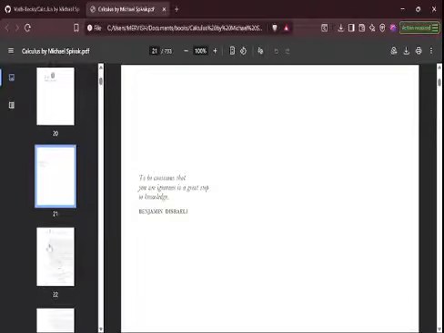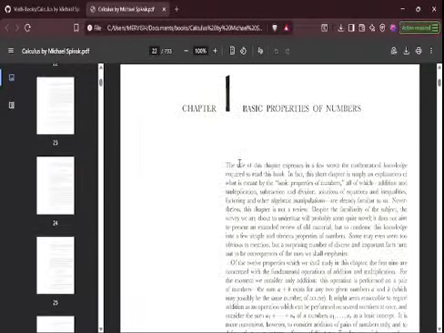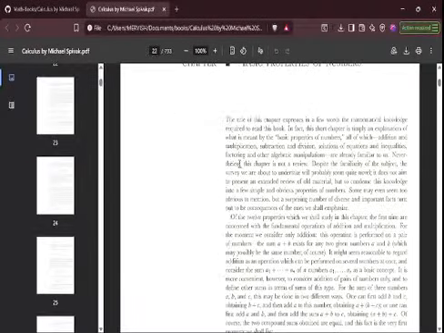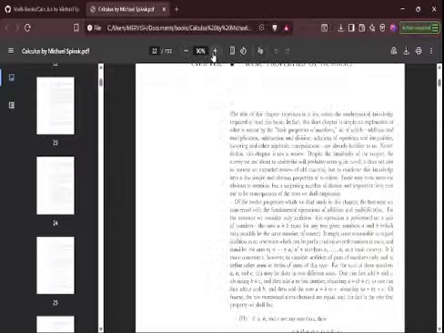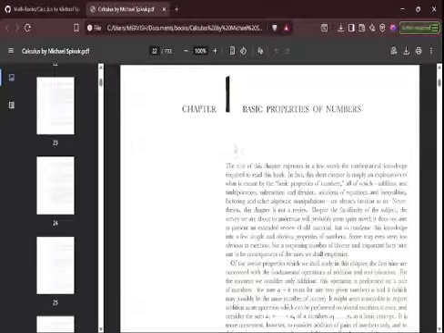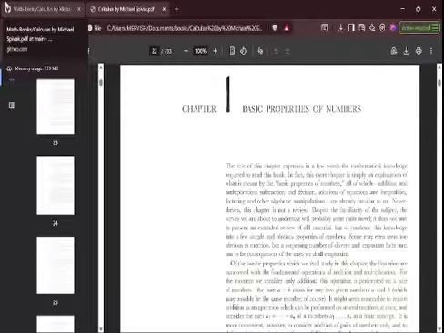Let's go. Basics, brother. I need a big screen. Chapter 1, Basic Properties of Numbers. The title of this chapter expresses in few words the mathematical knowledge required to read this book. In fact, it's a very short chapter with simple explanation. Okay, basic properties of numbers.